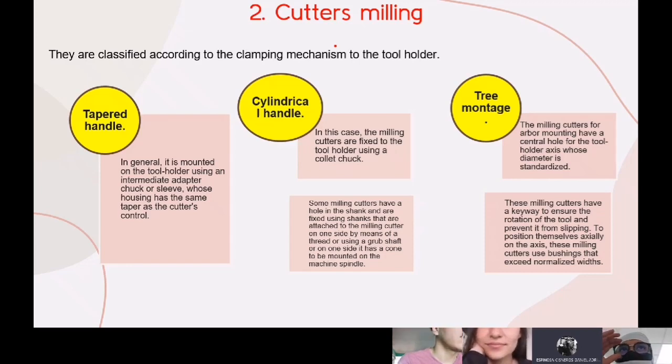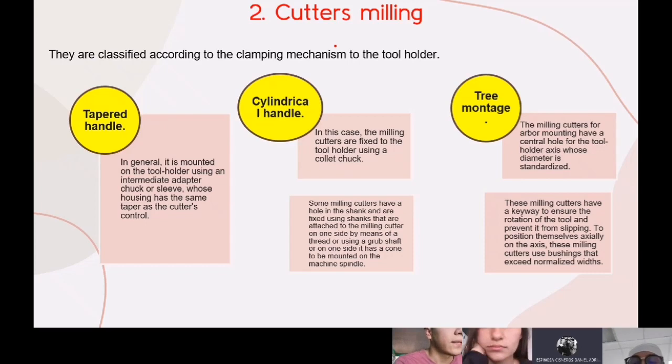They are classified according to the clamping mechanisms of the tool. Tapered handle: in general, the tool holder is mounted using an intermediate adapter chuck or sleeve housing that has the same taper as the cutter's.